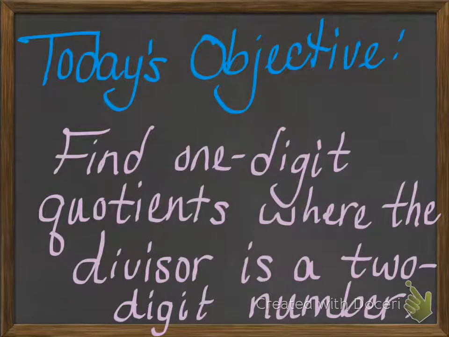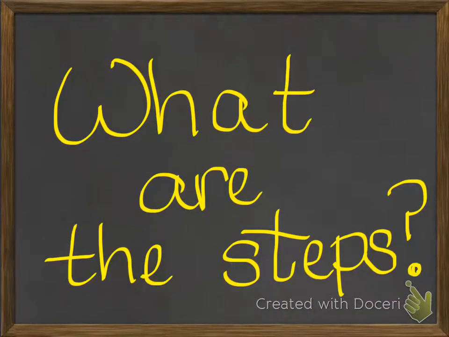Today's objective, we're going to be finding one-digit quotients. Remember, a quotient is the answer to a division problem, so it's going to be just one digit when the divisor is a two-digit number. You already know how to estimate quotients with two-digit divisors, so today you're going to use that information to divide two-digit multiples of 10 and bigger. So what are the steps?